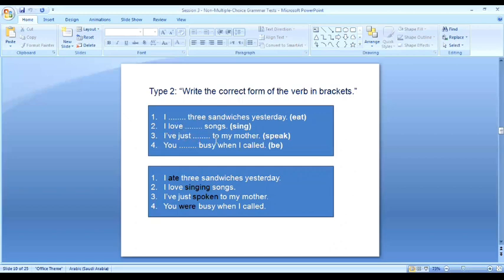So, I have just dash dash to my mother. So, I have just spoken, because it's the present perfect. We have just, this is an adverb. And then here we have: You dash dash busy when I called. This is the past. I was, because when I called, this is the past. So we have to use the past of the verb to be. You were, sorry. You were busy when I called, because with you, we use were. And these are the answers.